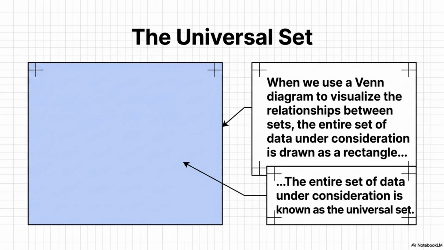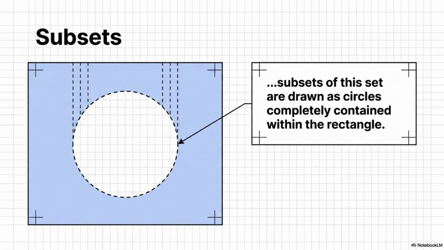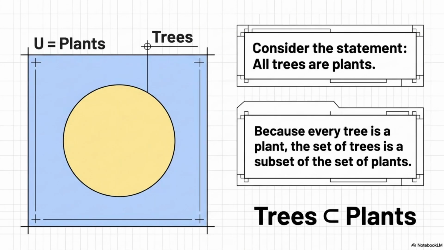Okay, I get that the rectangle is our whole universe. But if the rectangle is everything, how do we represent the specific things inside it? Well, you use subsets, so basically you draw circles completely inside that rectangle, grouping things together. Exactly. The textbook uses this great example. If your universal set, the whole rectangle, is plants, then the subset circle inside it could be trees. Because all trees are plants. Right. You're visually declaring a structural law. Every single item in that circle shares a defining characteristic.